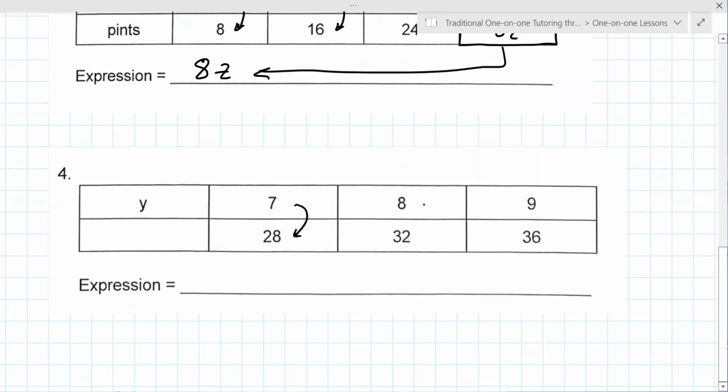Again, you take the top number and you go to the second number. Pattern. Oh, it's all things times 4. Yes. So it would be y times 4. Yeah, except when you do it with an expression, the number comes first. Okay, number, so 4 times y. Yeah, the number always comes before the variable.